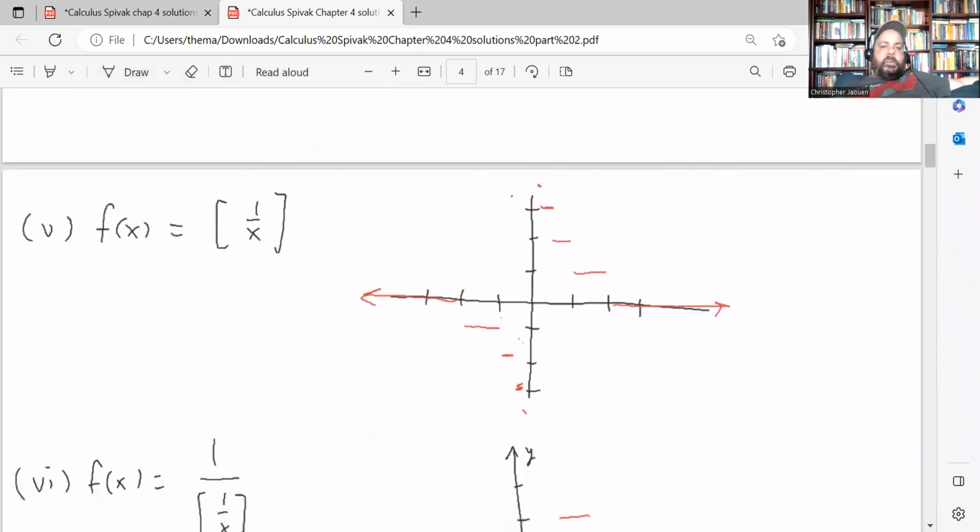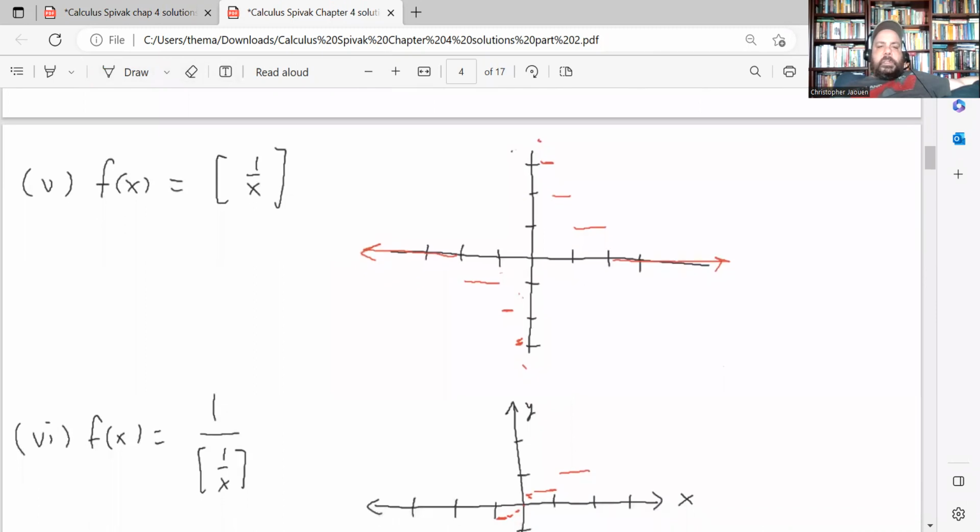Right, the graph of floor of 1 over x looks like this. For x values that are greater than 2, the floor will always be 0. So that's why the heights here are all 0. Between 1 and 2, the floor will be 1. So you have a horizontal line segment between 1 and 2 on the x-axis.